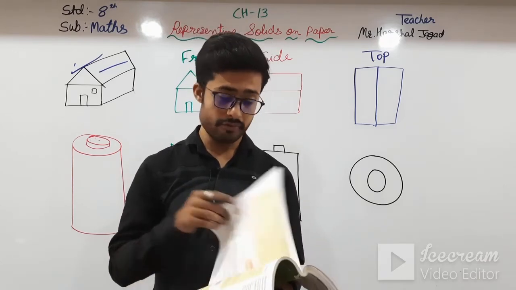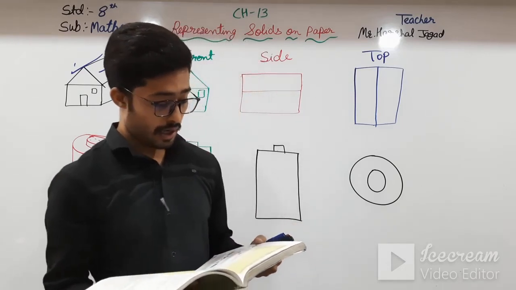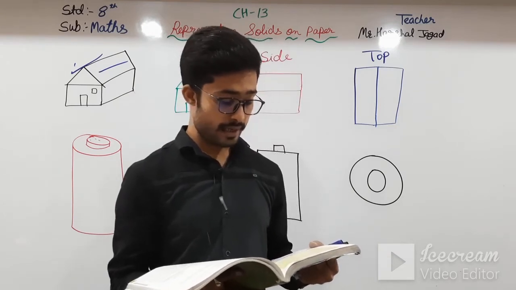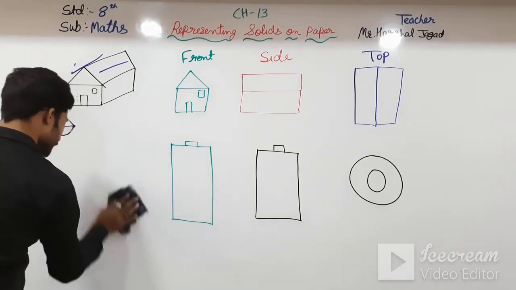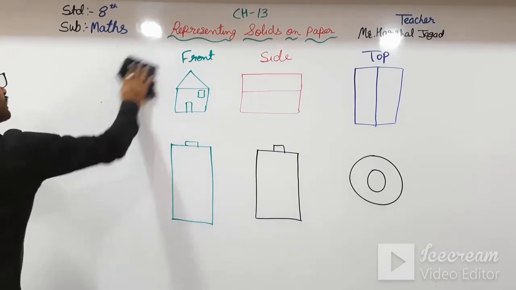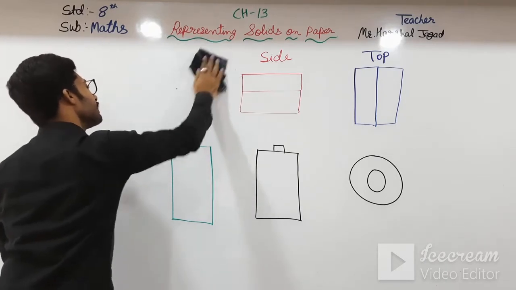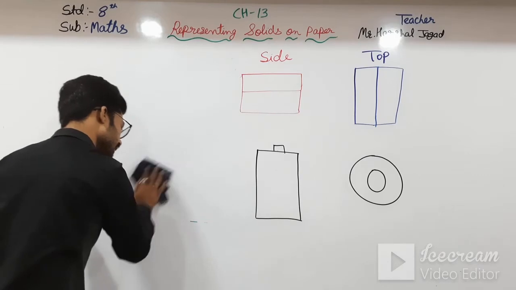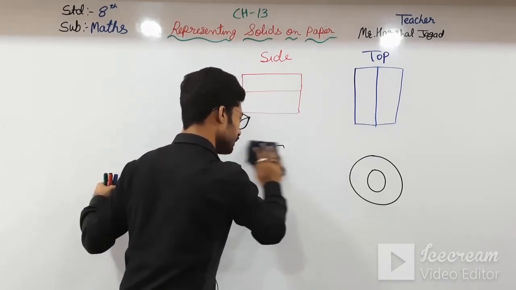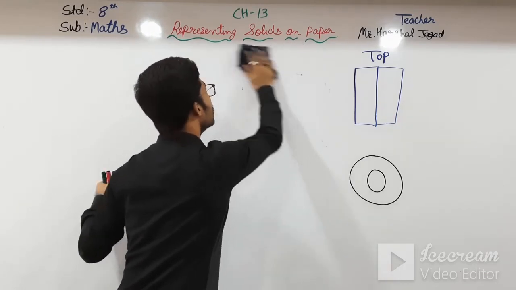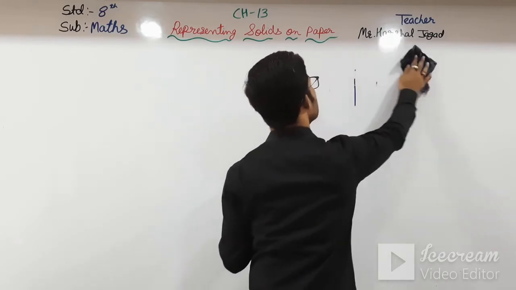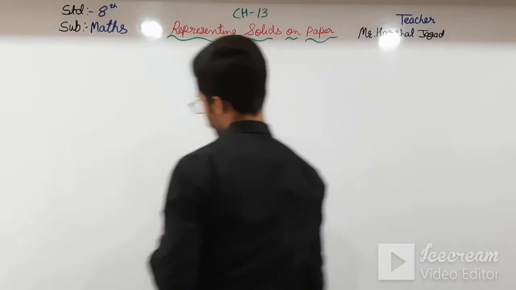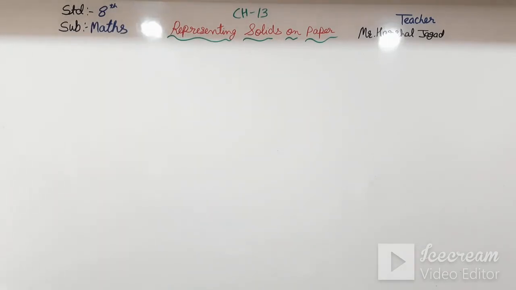Okay, students, now just moving further, and here drawing 2-dimensional, 2D representation of 3D objects. Let us do it, students. First of all, here we are just going to the 3D objects. Okay, so first of all, you can see 3D objects are given.